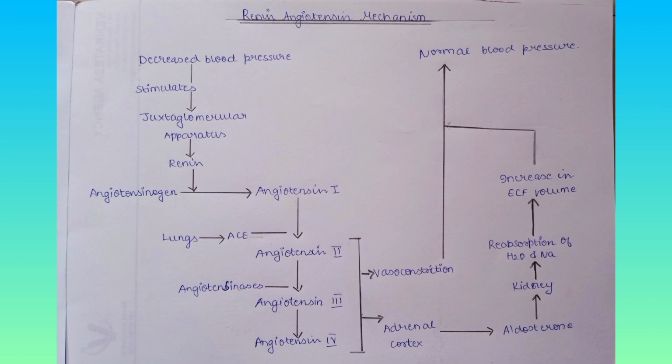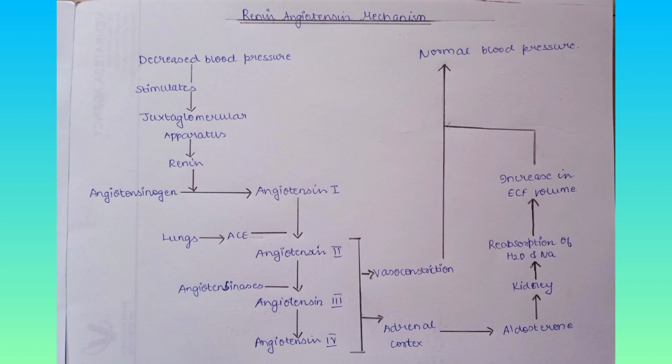In addition to it, what does it do? It starts stimulating the adrenal cortex, which is present just above the kidney, which secretes a hormone called aldosterone. So now what does this aldosterone do on the kidneys? It causes the renal tubule to reabsorb the water and sodium. Absorption of water and sodium increases the ECF volume, that is the extracellular fluid volume, which increases the blood volume, leading to normal blood pressure.